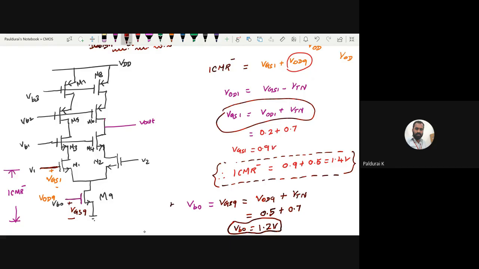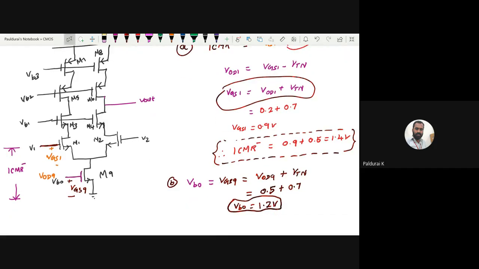Let me call this B, since this is A: ICMR minus and VB0. Now how to calculate VB1? Any idea? VB1 means, using this color, here is your plus, here your minus. This range is your VB1.